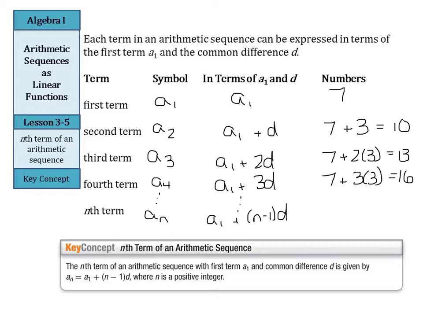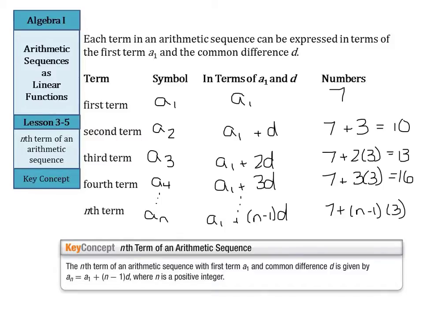So for our nth term, it's not going to be n, but just n minus 1, since 4 minus 1 is 3, 3 minus 1 is 2, and n minus 1 will be whatever that n minus 1 is. So in numbers, this would be 7 plus n minus 1 times 3.